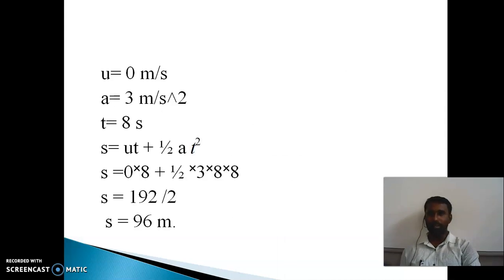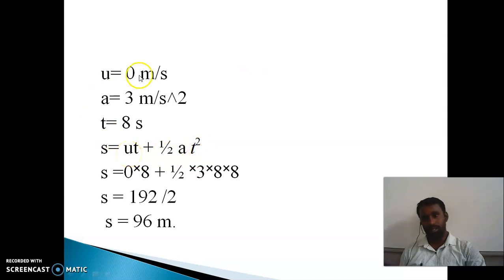Solution here. So starting from rest, u, the initial velocity, is 0 meter per second, and acceleration they gave is 3 meter per second square. It will not be deceleration, it accelerates from the starting point, so the acceleration value should be positive, and t equal to 8 seconds. The formula we have to use here, because they ask to find the distance covered by the boat, is s equal to ut plus half at square.